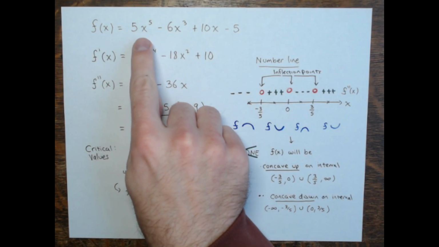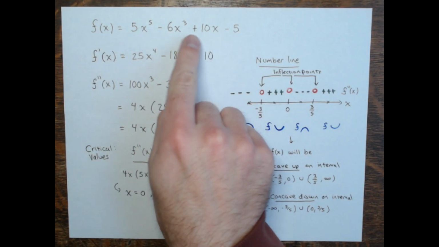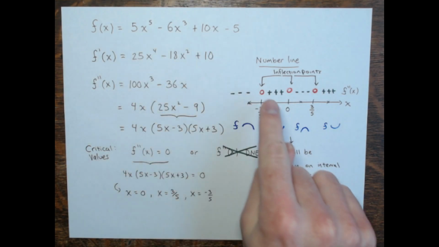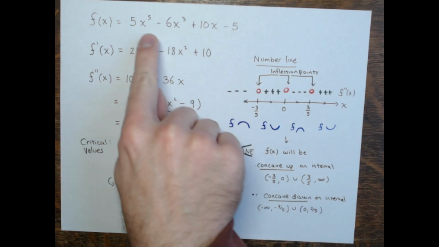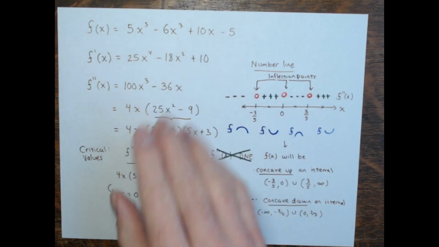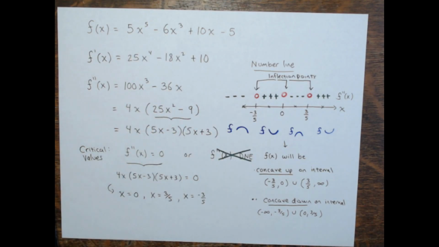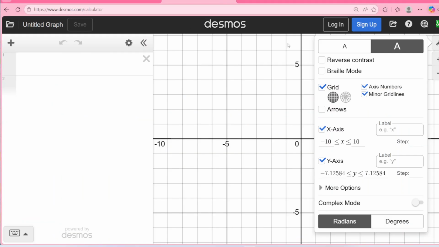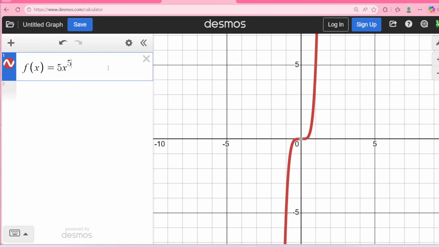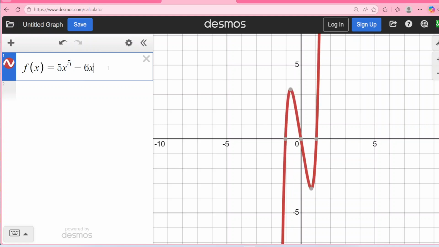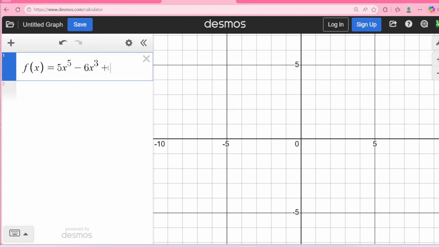Now, if I wanted to know exactly what the points were, plug them back into F. Plug negative 3/5 into F, plug 0 into F, you get (0, -5), that's an easy one. And then I plug 3/5 into F, and you can get the points. Now, we'll see what those points are in Desmos, just to double check. So I'm going to go to my Desmos calculator and put the function they gave us in. So this was 5x to the 5th minus 6x cubed plus 10x minus 5.